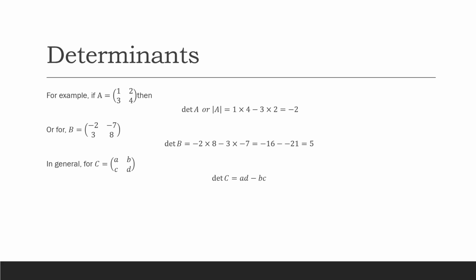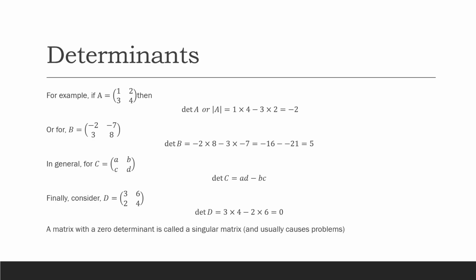And it relates to when you do transformations, the determinant will give you the scale factor, the change in the area of the object. Now this one's a little bit interesting. 3, 6, 2, 4. The determinant of that is going to be 0. 12 minus 12 is 0. That's called a singular matrix, and it gives us a few problems. Basically you can't find the inverse of a singular matrix.